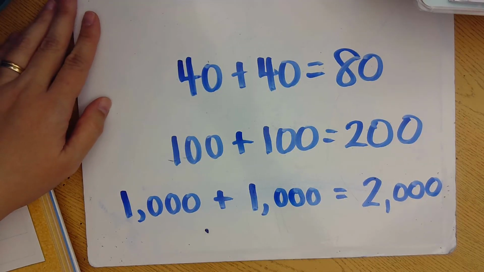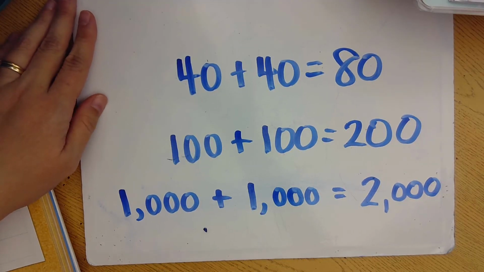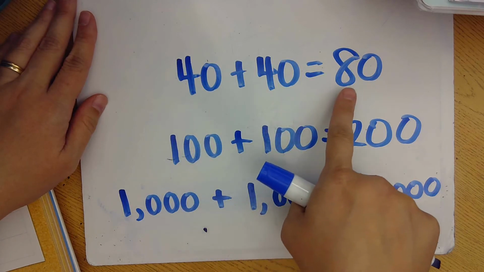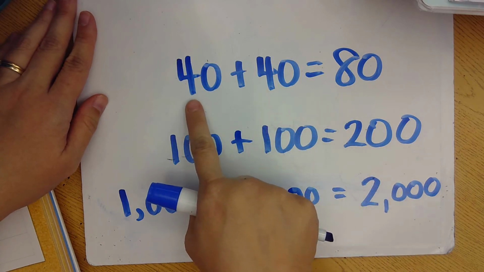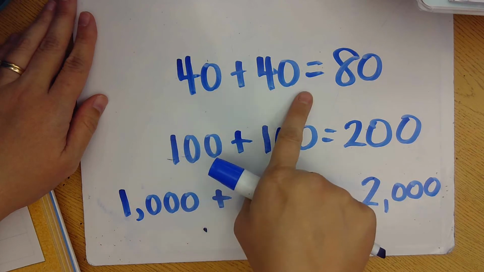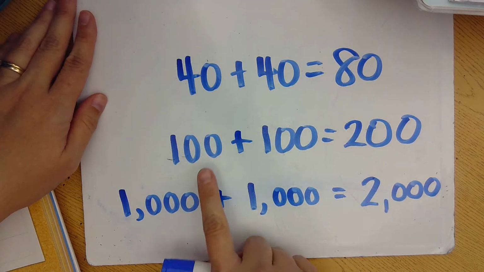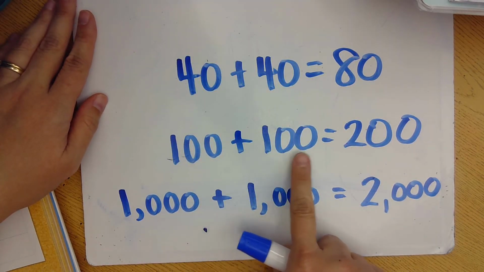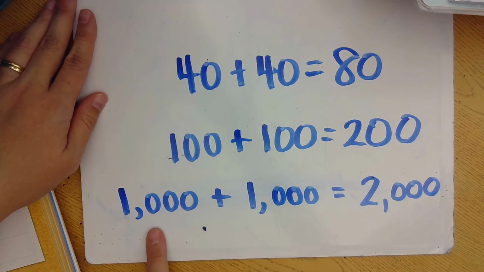I wrote a few examples of some larger doubles facts. 40 plus 40 equals 80. I know that 4 plus 4 is 8, and I know 0 plus 0 is 0. 100 plus 100 is 200. 1,000 plus 1,000 is 2,000. So these are a couple extra doubles facts.